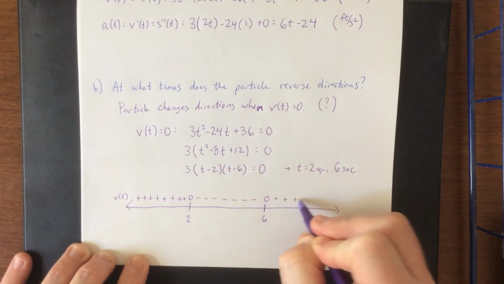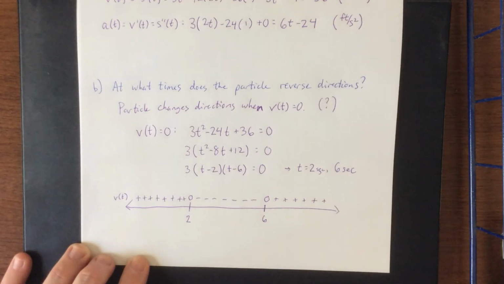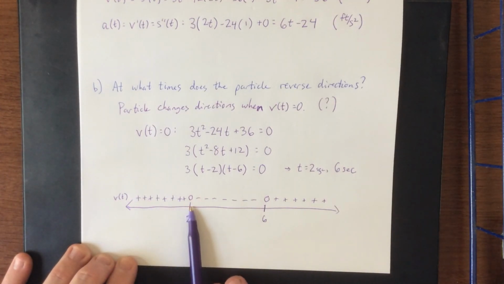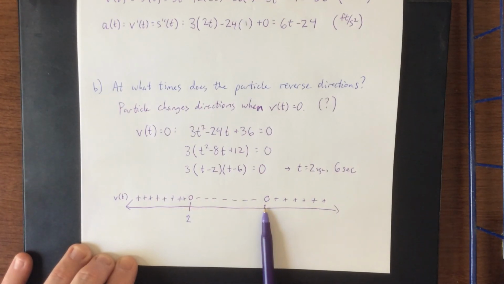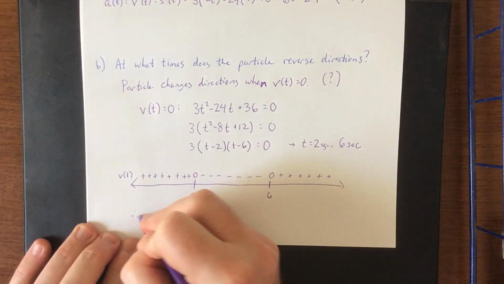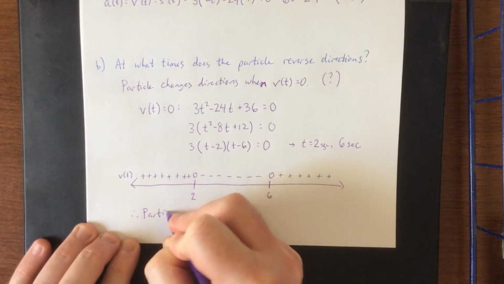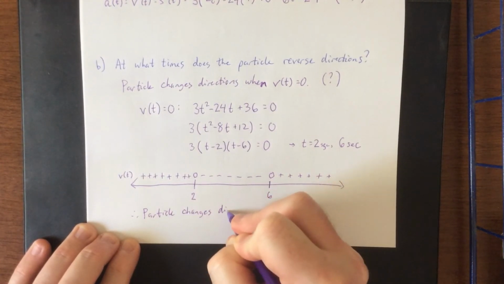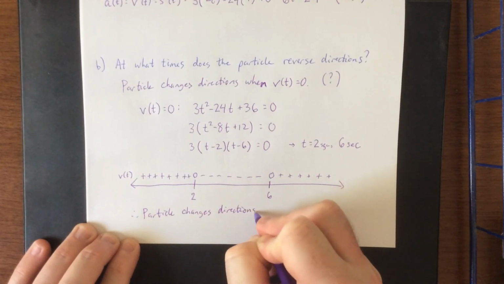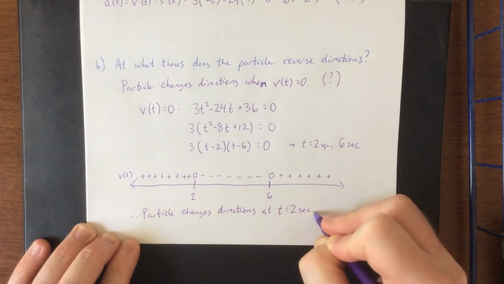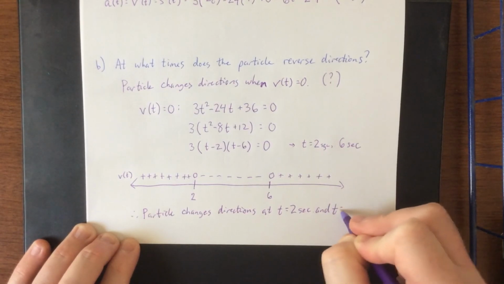So, the position is increasing until we hit t equals 2. Then it'll be decreasing until we hit t equals 6, and then it'll once again be increasing. So we can summarize this by saying the particle changes directions at t equals 2 seconds and t equals 6 seconds.